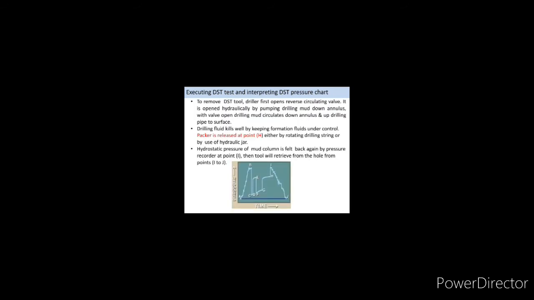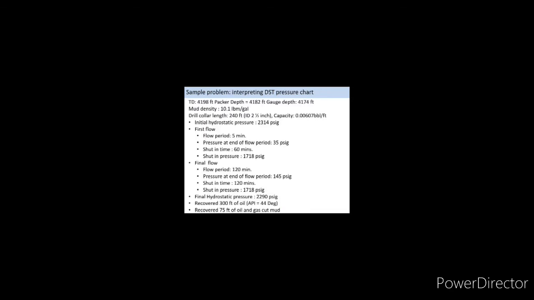Now we want to know whether these recorded parameters are right, or what the flow is. In DST we have discussed that we are allowing the well to flow. So what is the flow rate? What is the capacity of the well? That parameter can be derived from the DST chart. Or if any kind of problem occurs during the DST testing, what kind of problem occurred can also be investigated. So now here I have demonstrated one simple problem of interpreting a DST pressure chart.